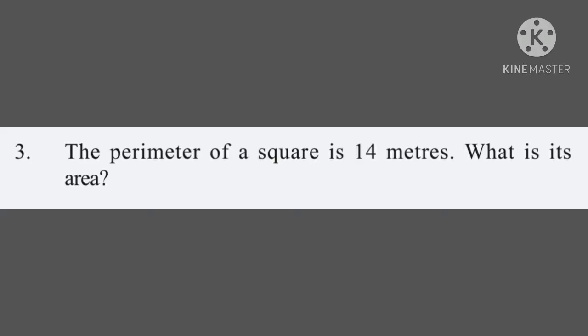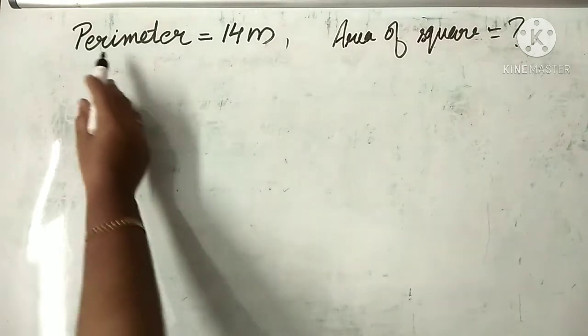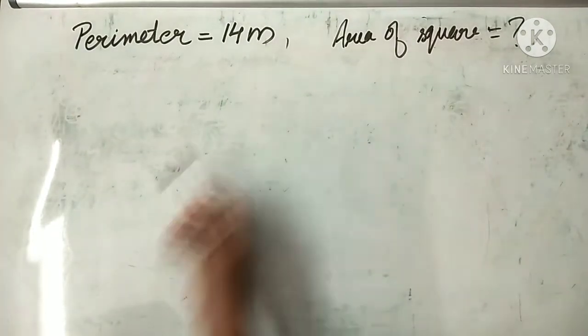Next question. The perimeter of a square is 14 meters. What is its area? In the question, it is given that perimeter of a square is 14 meter and we have to find the area of that square.